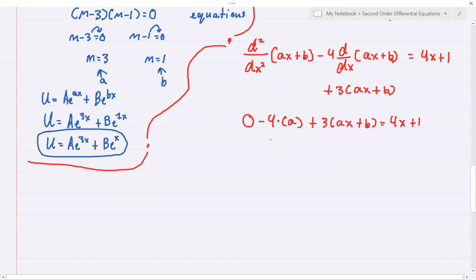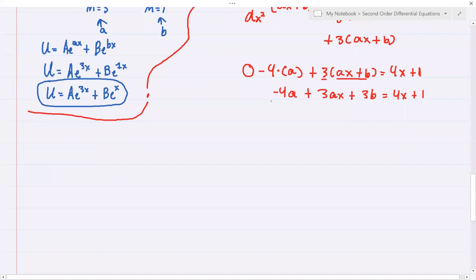Now let's simplify. We have negative 4a plus distribute 3 to this expression. We will have 3ax plus 3b is equal to 4x plus 1. That's it. Since this is already simplified, we're now going to find your a and your b. So how can we find your a and your b here?